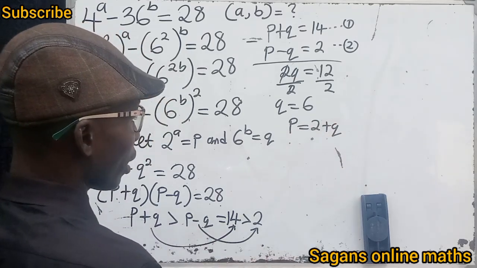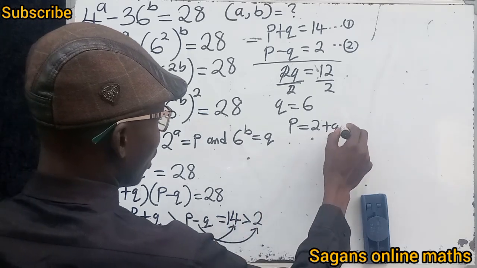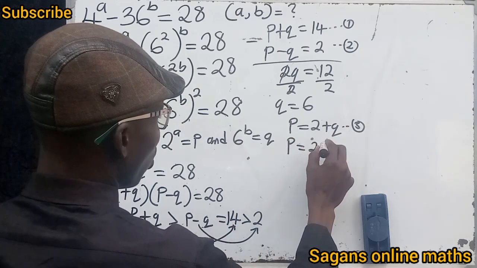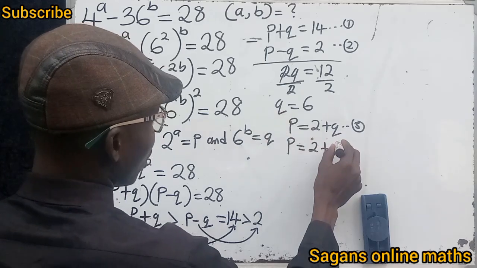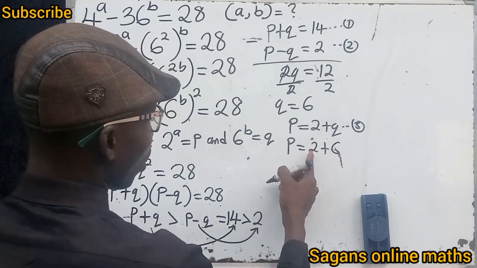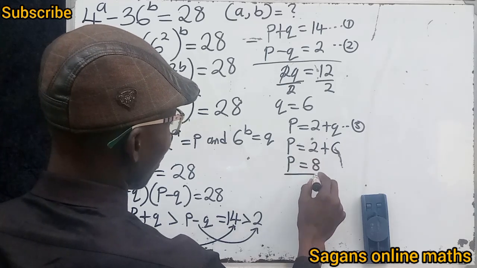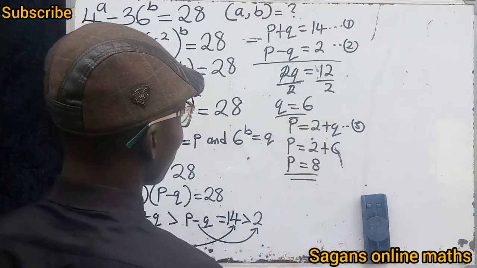Okay, very interesting. That means you can call this equation what? Q is 3. Okay, that means our p will be equal to 2 plus what? Q is 6. You can see 6, and 2 plus 6 will give us 8. That means p is equal to what? 8. This is amazing.